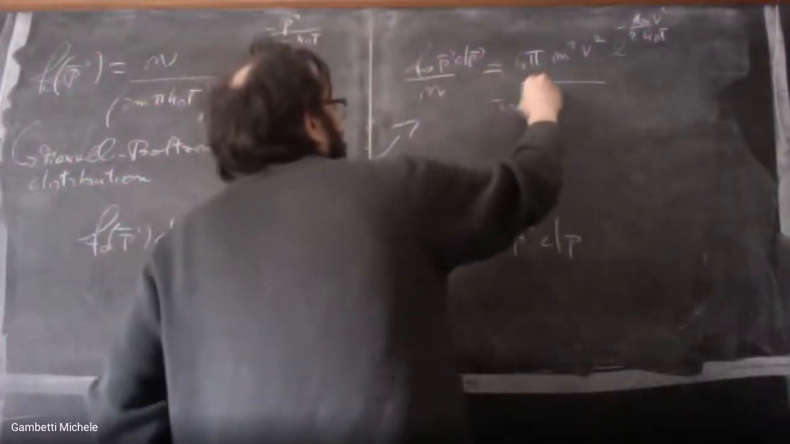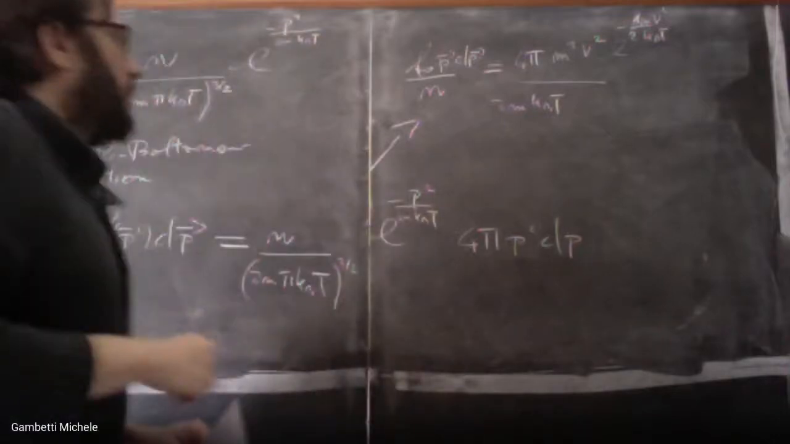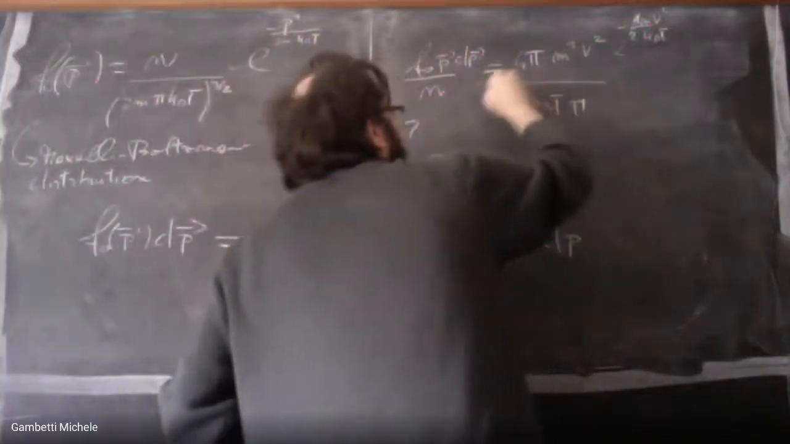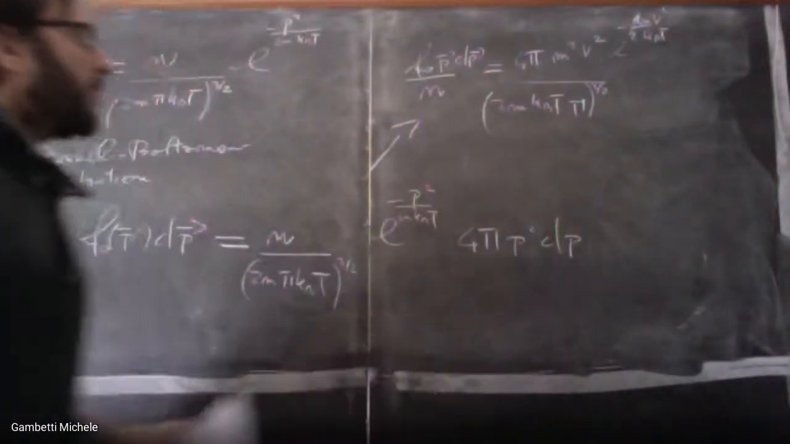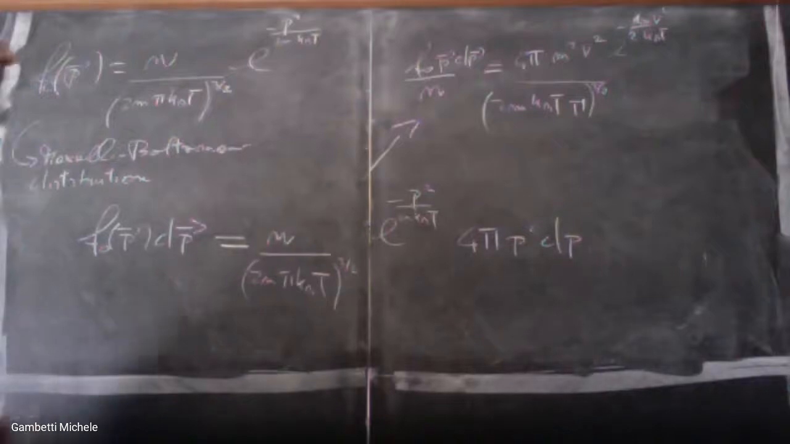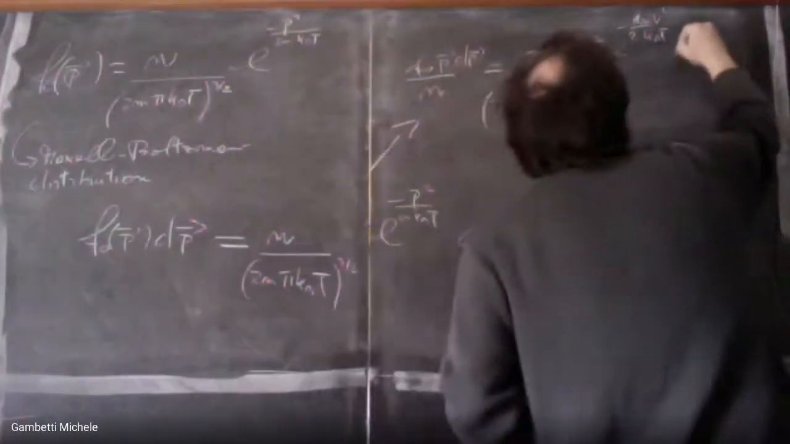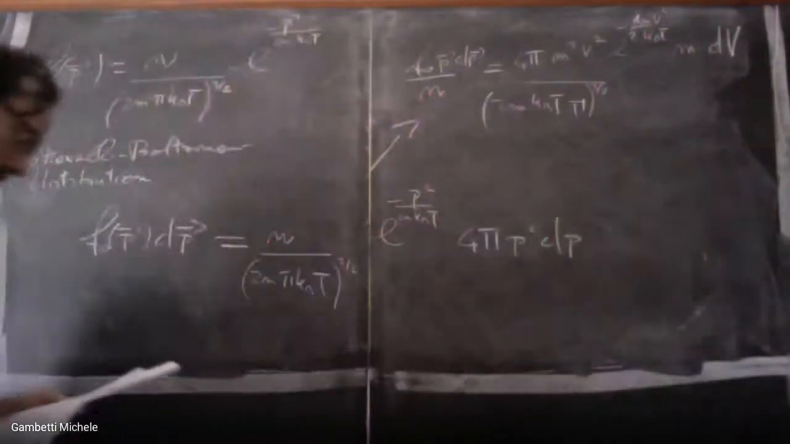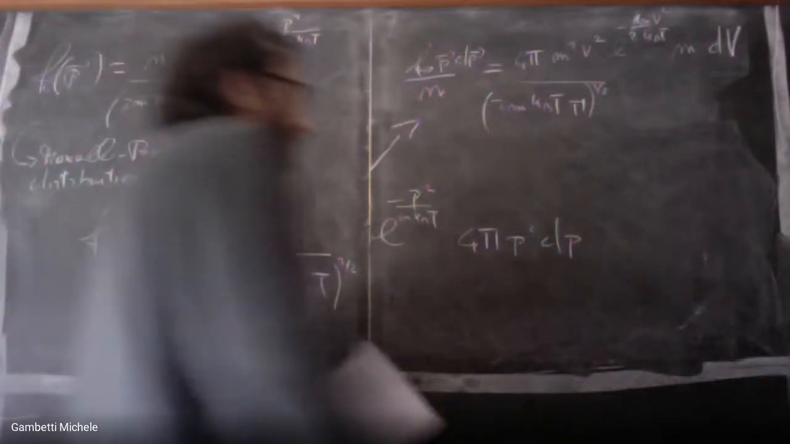What I have here is (2 pi m kT) to the power of 3/2. And then I have another dp, which corresponds to m times dv. So it's an m times dv. I think I have possibly all the factors.